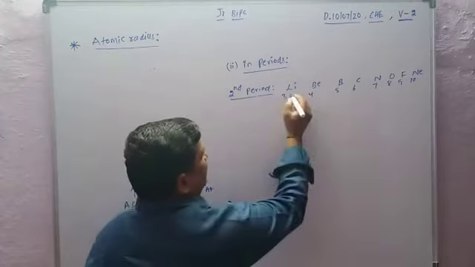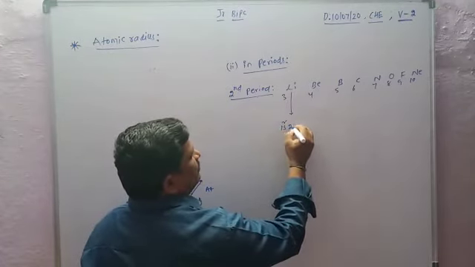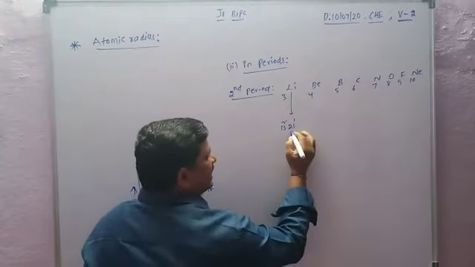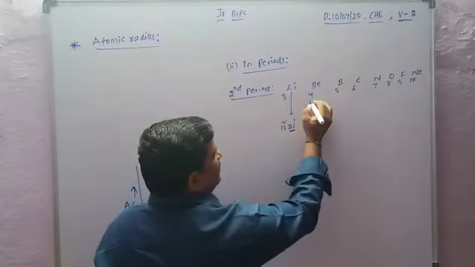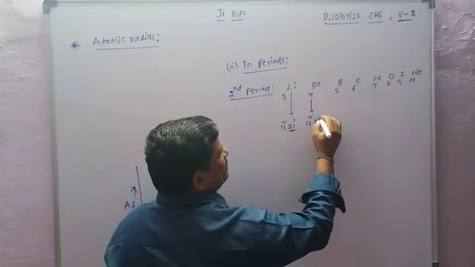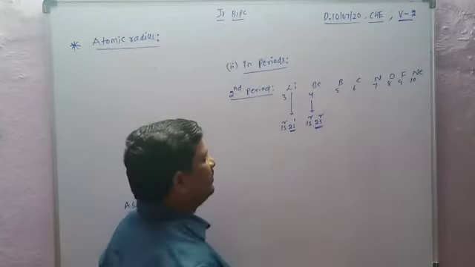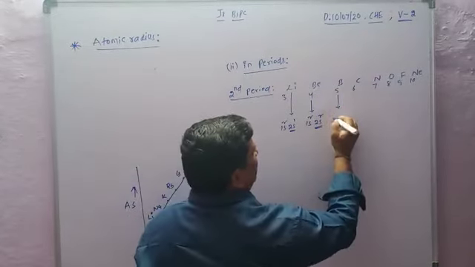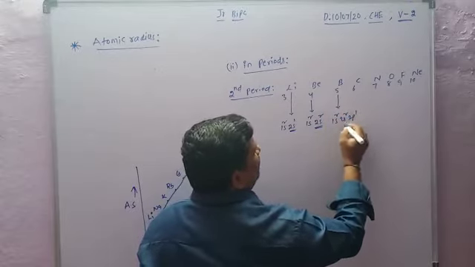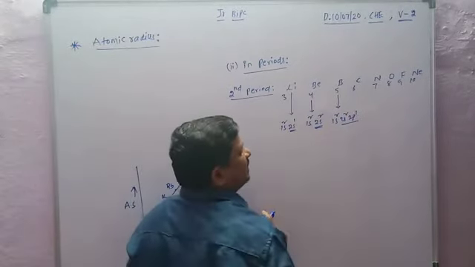Lithium's electronic configuration is 1s2, 2s1. So in lithium, the valence electron is present in the second orbit, 2s. Beryllium is 1s2, 2s2. In beryllium also, the valence electron is present in the second orbit. Boron is 1s2, 2s2, 2p1. In boron also, the valence electron, that is the p electron, is present in the second orbit.